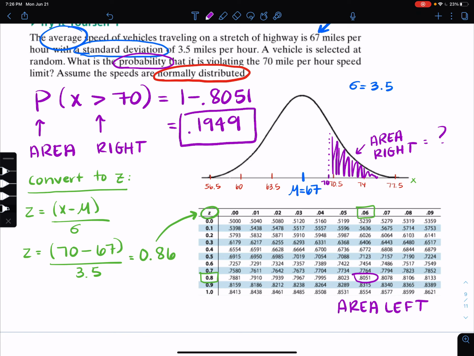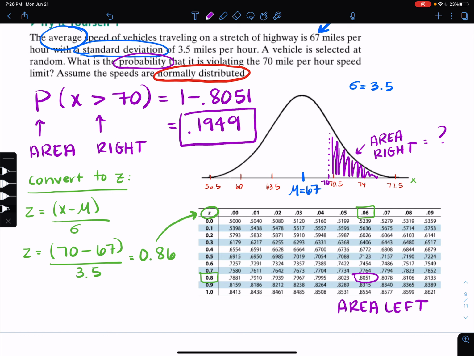Okay, so you're using the same method that you defined back in section 5.1. The only difference is if you're not given a value in terms of z, where the mean is 0 and the standard deviation is 1, you're going to have to convert it to z before you can use that standard normal table.